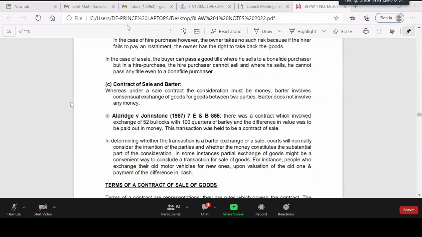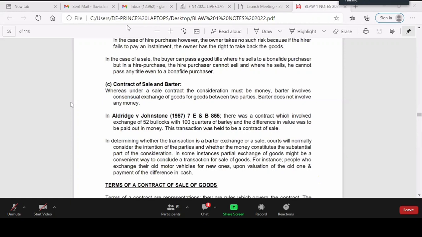Where it is equal, 5 cows, 5 million, then you go back to the intention of the parties. What did the parties intend when they were entering into this contract? Did they intend for it to be one of sale, or did they intend for it to be one of barter? So you pose the question to the parties. What did you want when you were entering into this kind of transaction? Did you want to have a sale or a contract of barter?